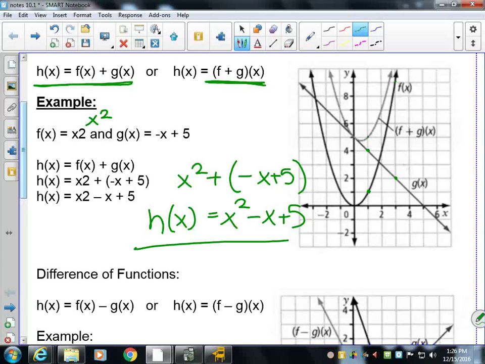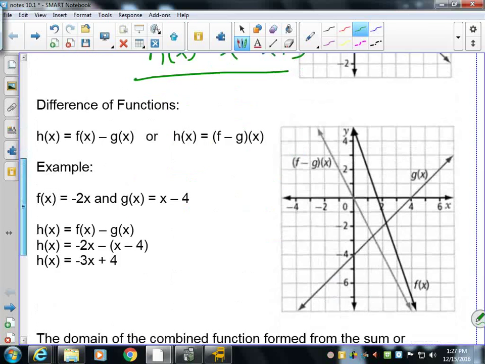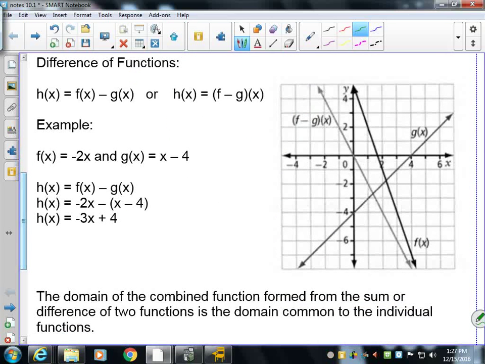So if I wanted to know what the answer of h of x is at negative 1, what would you do? You'd find it here, 1, and here at 6. 1 plus 6 gives us 7, so you could find those pieces, okay? Same thing happens for the difference of functions.